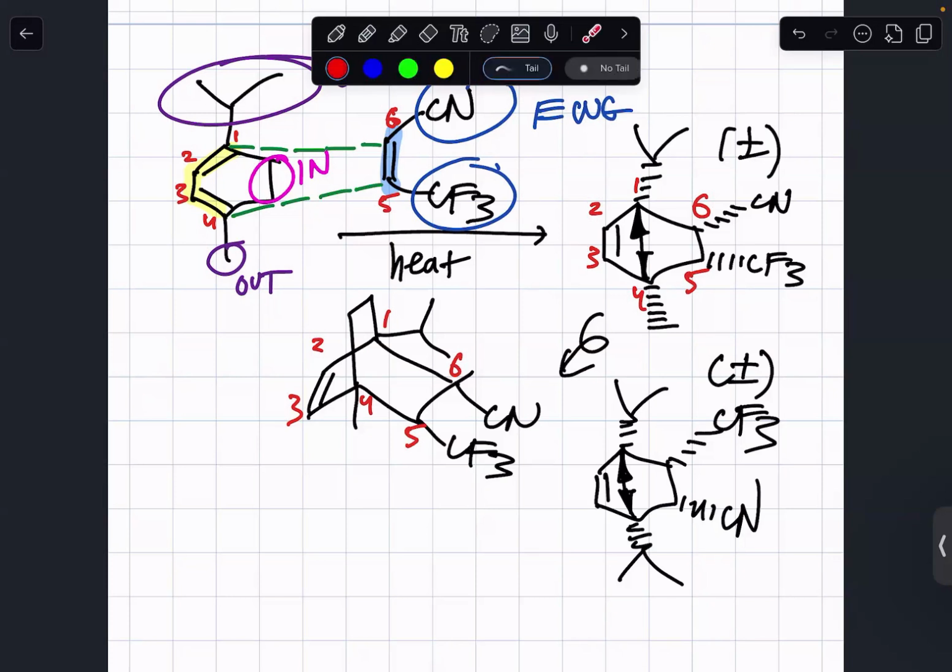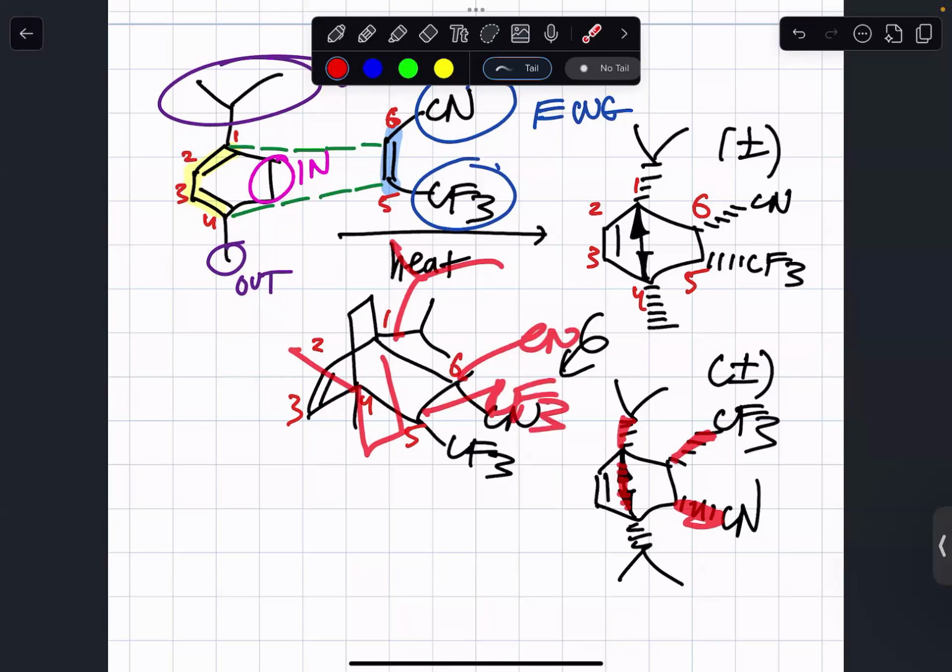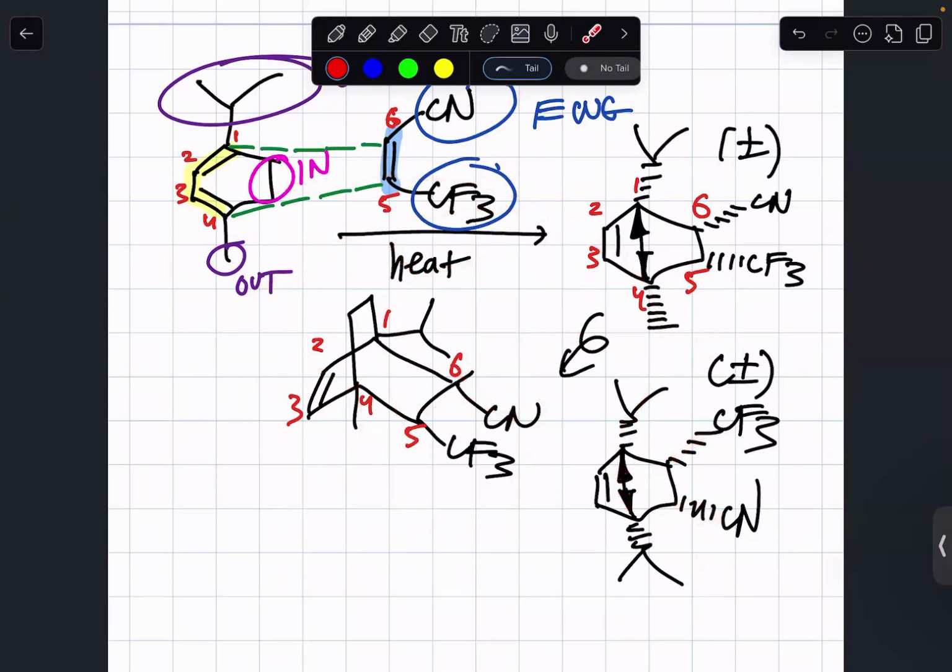Yes, the bridge could have been a dash, but that would have made all of these wedges, right? And then the bridge would be like down here, and then all of these groups would be up here instead. And that's the enantiomer of that. Right. Okay.